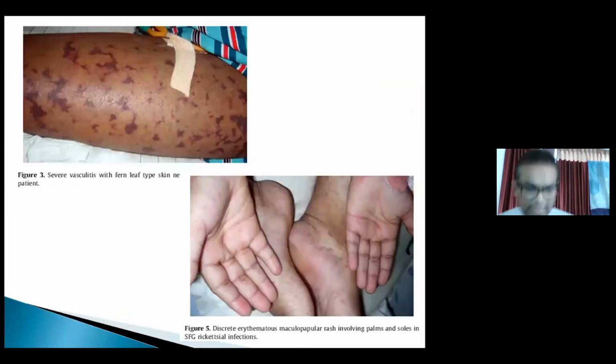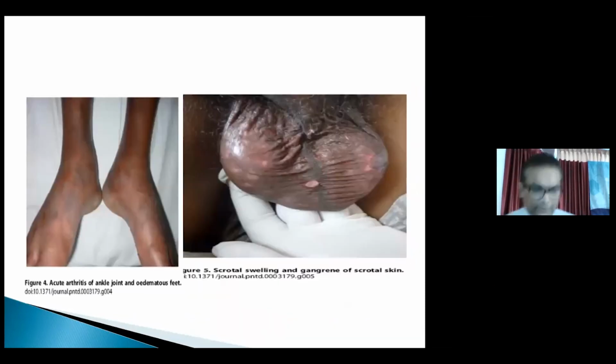Now, this is again a case of spotted fever, similar fern leaf lesions, and this one shows typical skin rash involving palms and soles. Now, here you can appreciate the joint involvement where you can see the swelling of ankle joints as well as feet, and then the scrotal involvement. Again, both cases are from the spotted fever group.